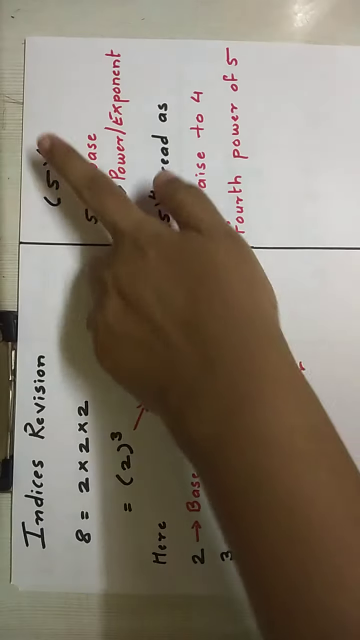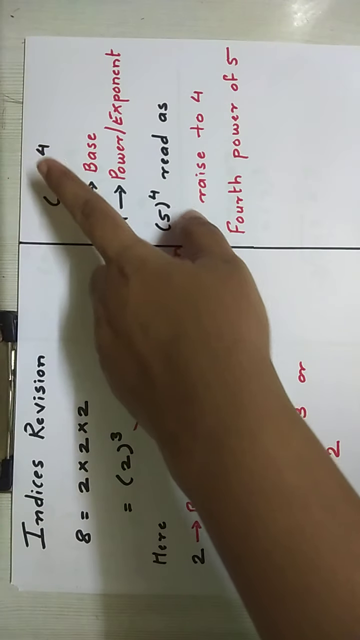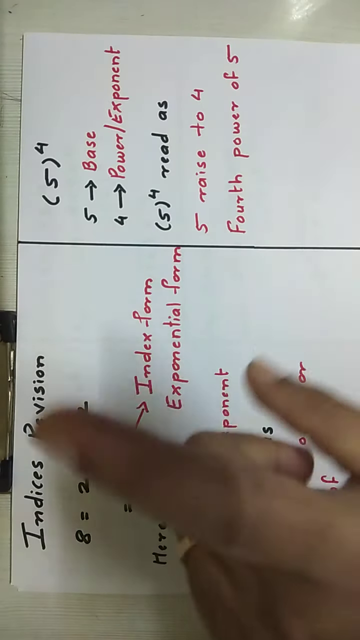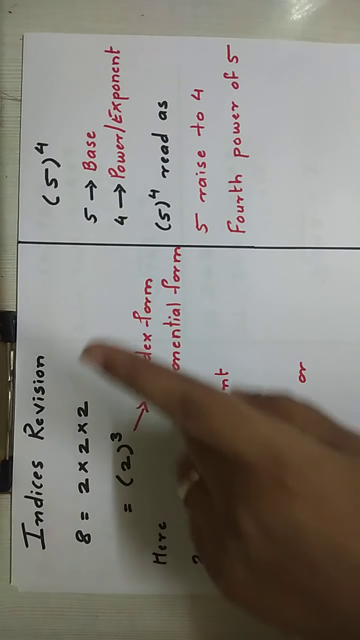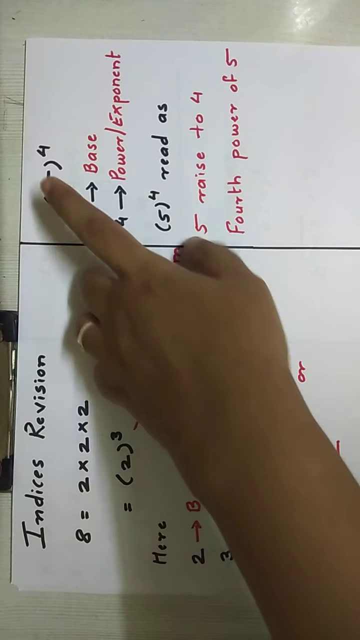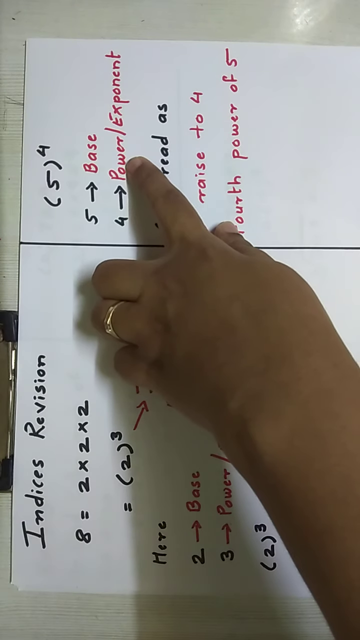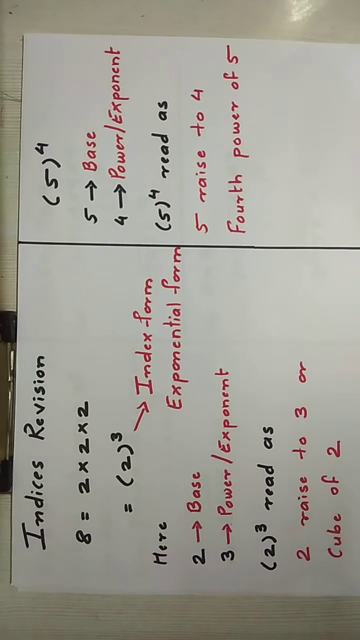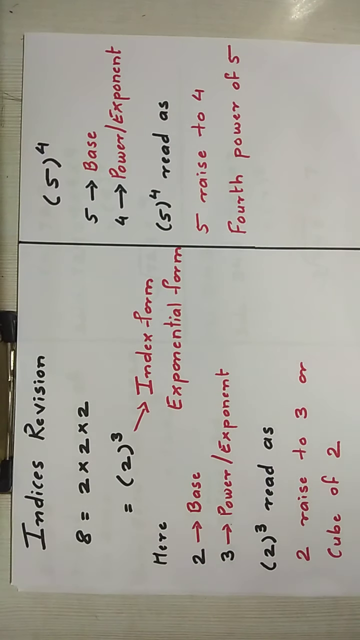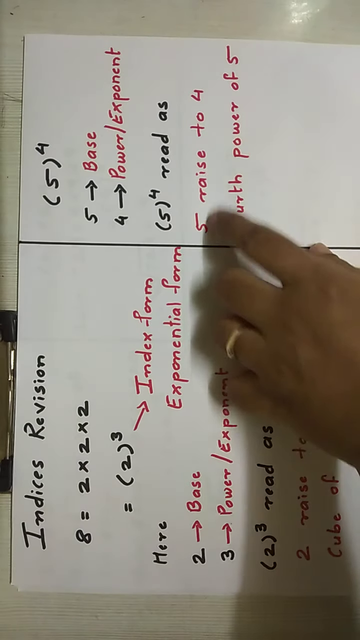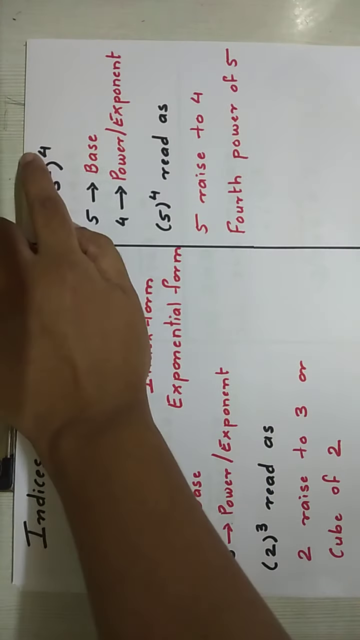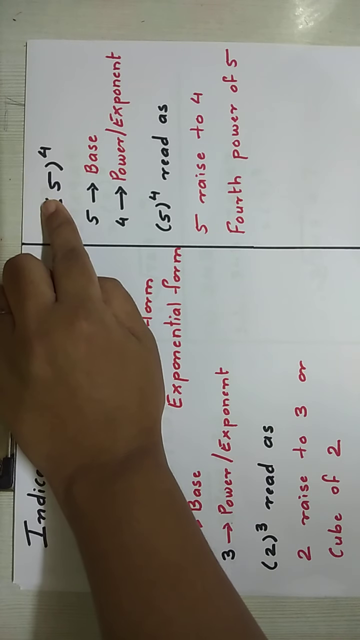One more example, 5 raised to 4. 5 raised to 4 means 5 into 5 into 5 into 5, 4 times. 5 is called base and 4 is called power. The other word for power is exponent. Now how to read 5 raised to 4? It can be read as 5 raised to 4 or 4th power of 5. It is read like this.